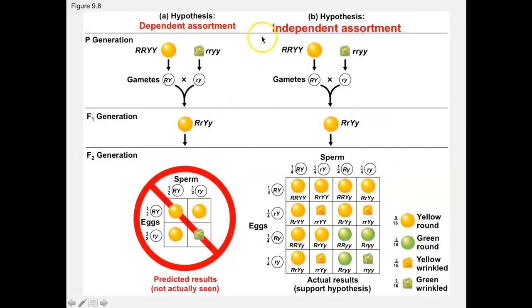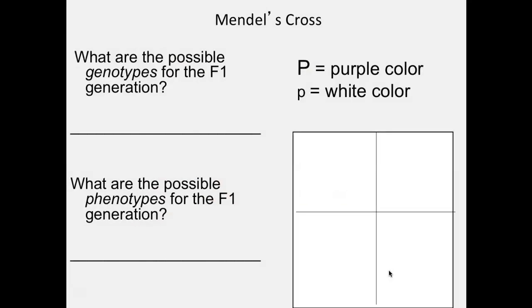I'm sorry, I didn't flip to this picture. So this is independent assortment. I'm going to talk about these Punnett squares right now, so these will make sense to you. When Mendel was working his genetics problems, he came up with a way to predict the outcome of the next generation, or at least the possible ratio of the next generation, or the percentages of the different traits in the next generation. And he did so with this Punnett square.